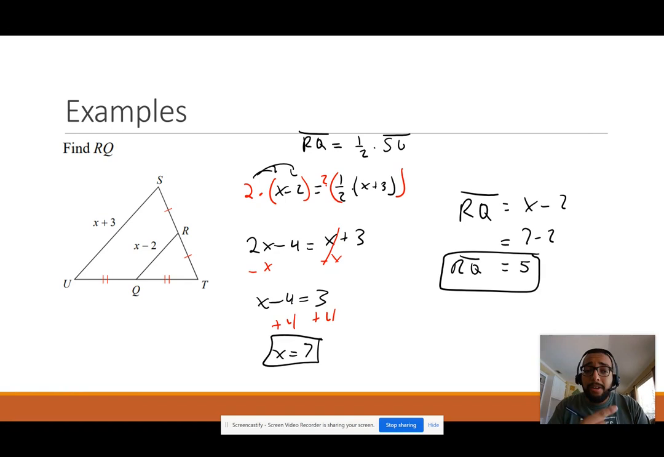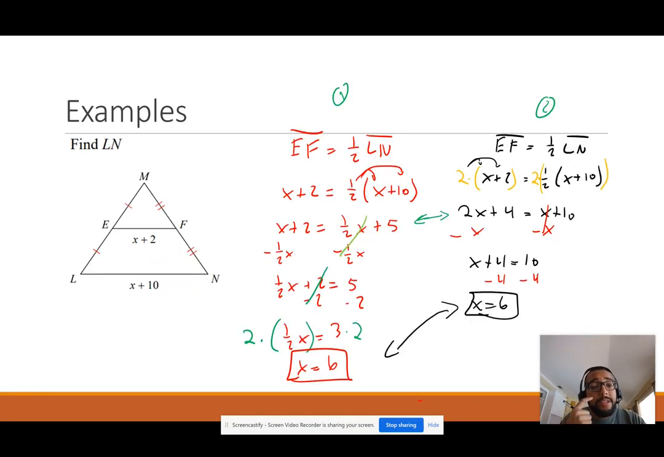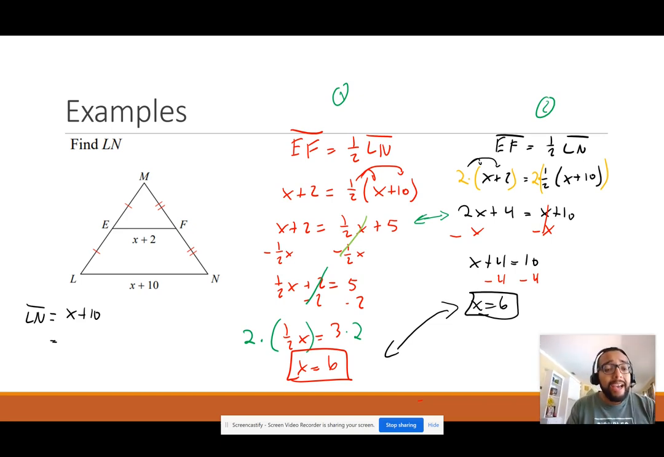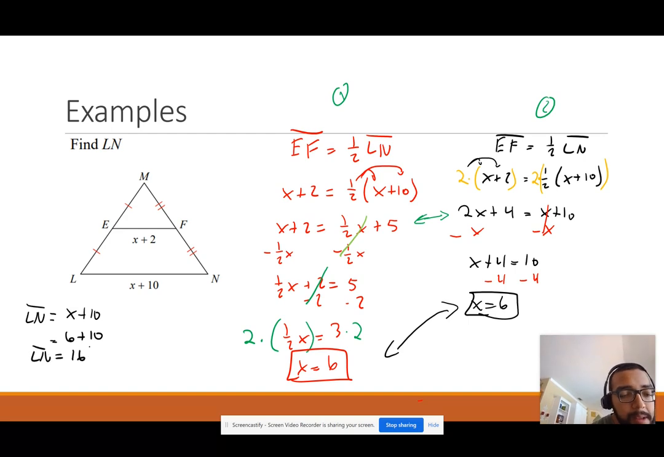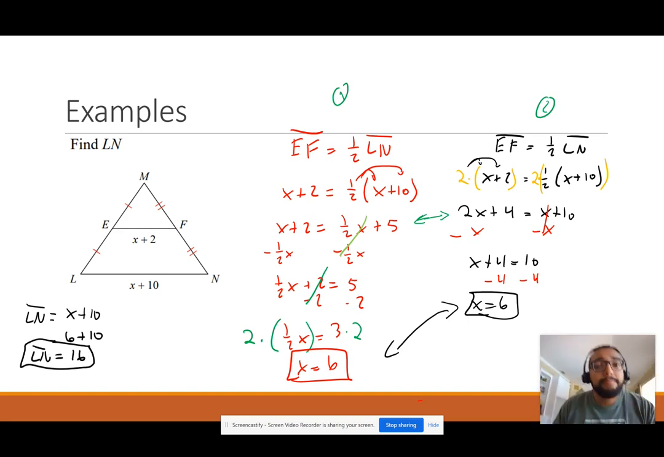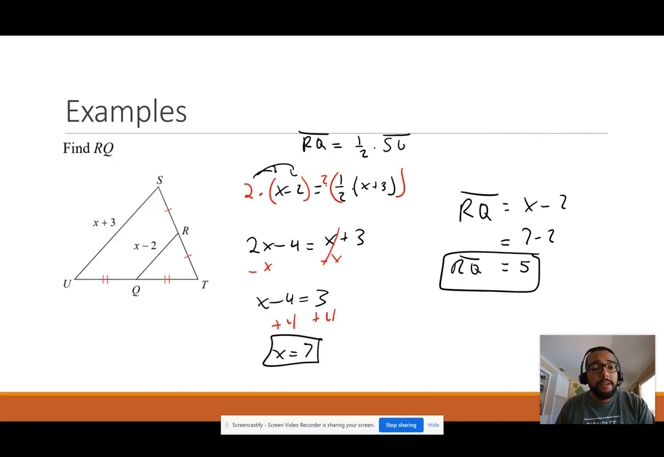That means on our last example, let's go ahead and fix it. So good job. We found x using 2 different methods, but we didn't actually find LN. So LN here is x plus 10. And so we have, instead of x, a 6. Perfect. So let me go back here.